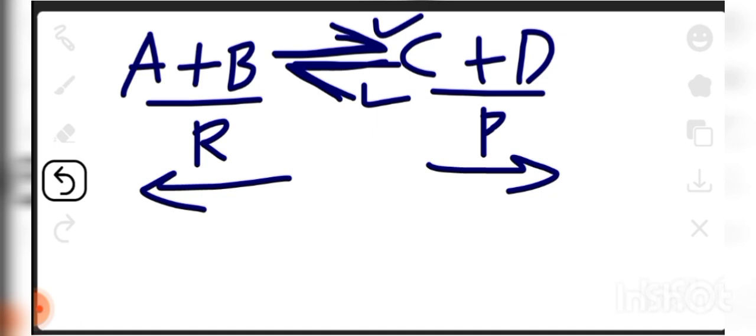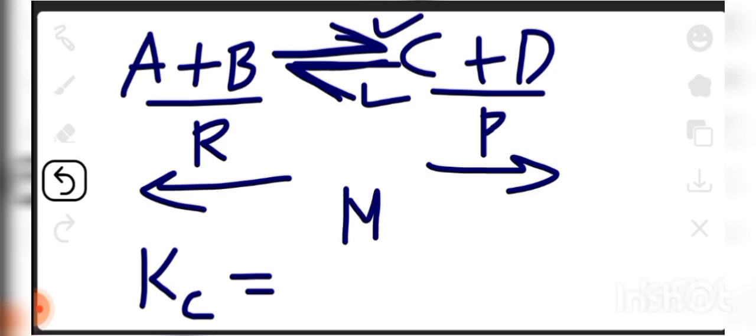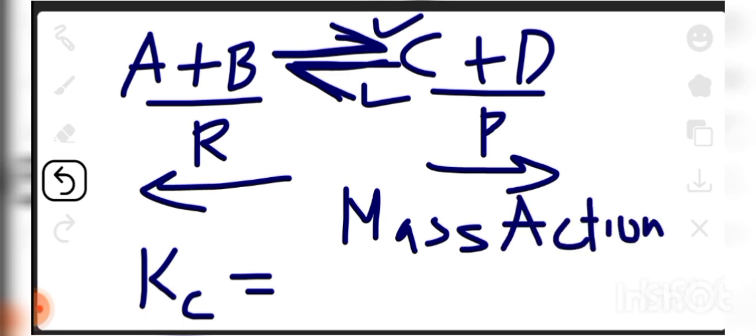So now let's look at how to write the equilibrium constant Kc for a given chemical reaction at equilibrium. We use the law of mass action. The law of what? Mass action. That is the law we use if we want to write the equilibrium constant of a given chemical reaction at equilibrium. Now let's look at it so that we can just move on.